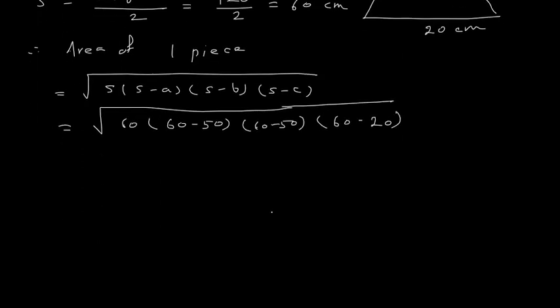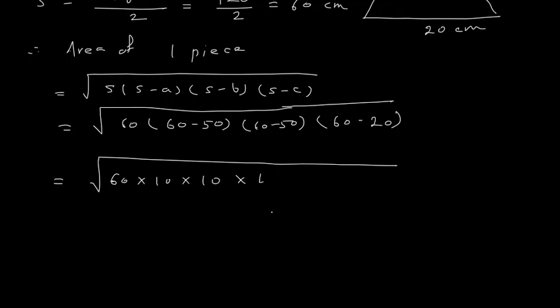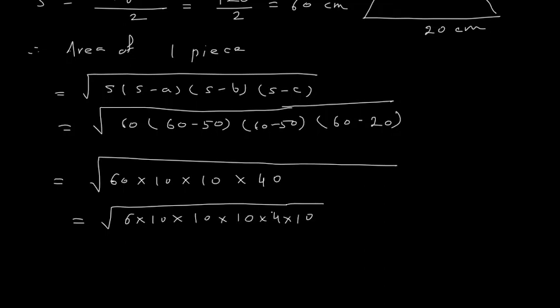This is equal to the square root of 60 times 10 times 10 times 40. Now 60 minus 50 is 10, 60 minus 50 is 10, and 60 minus 20 is 40. I can write 60 as 6 into 10, and 40 as 4 into 10. So this 10 and 10 is one pair, and this 10 and 10 is one pair. So 10 into 10, 100, I will take out.